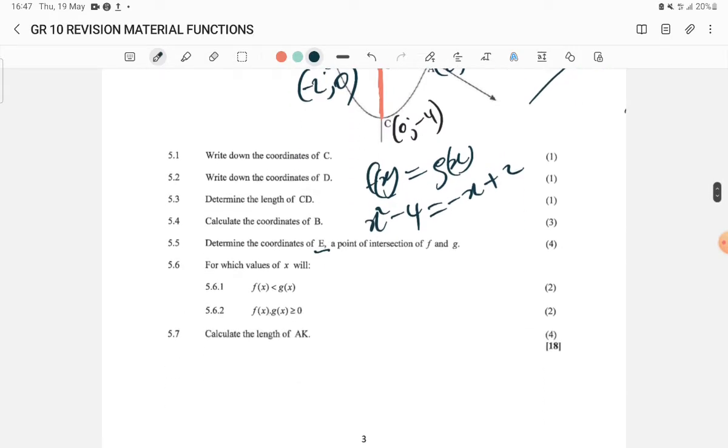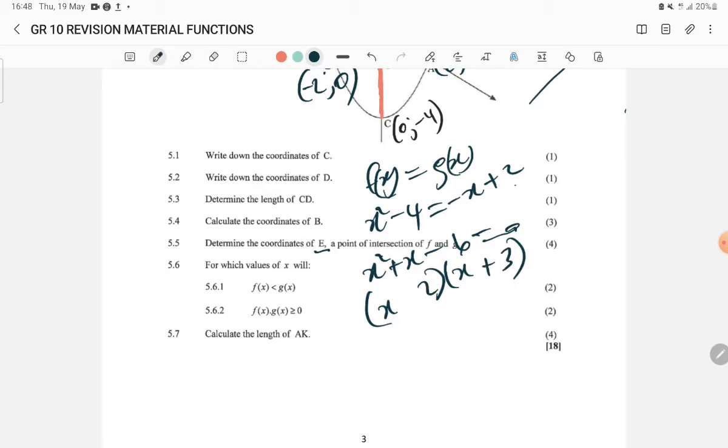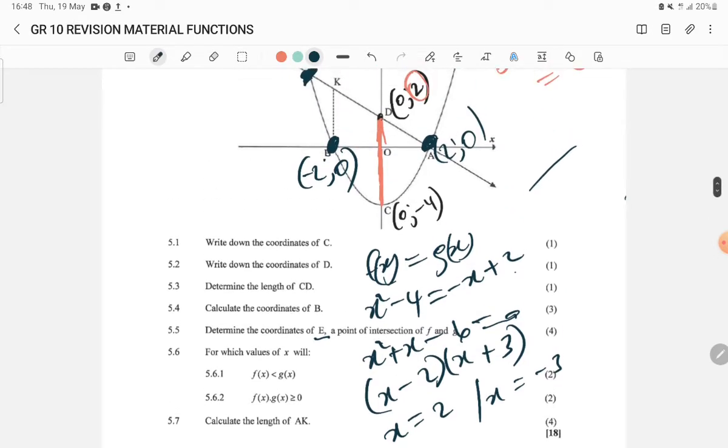Now let's solve the value of x. Let's collect the like terms. We'll be having x squared plus x minus 6 equal to 0, when we transpose everything to the left side. Then we are going to factorize, and we are having 3 and 2, where 3 is positive and 2 is negative. Then of course we have x equal to 2 or x equal to negative 3.